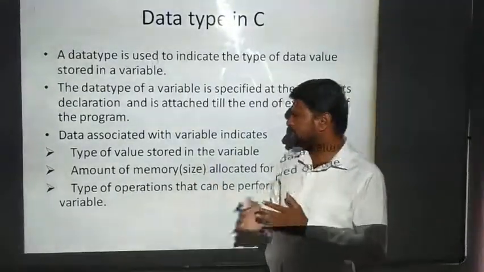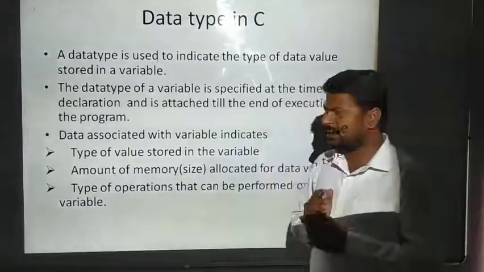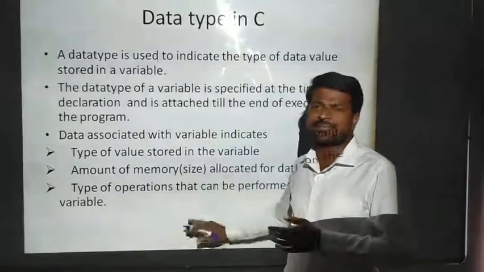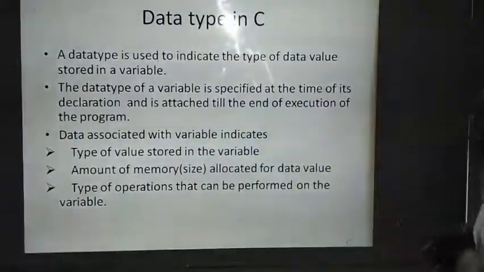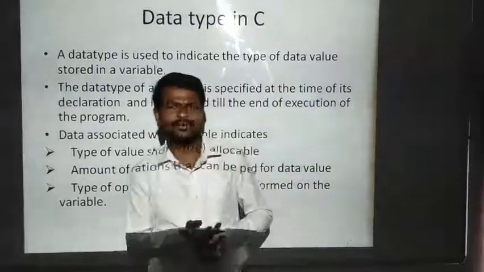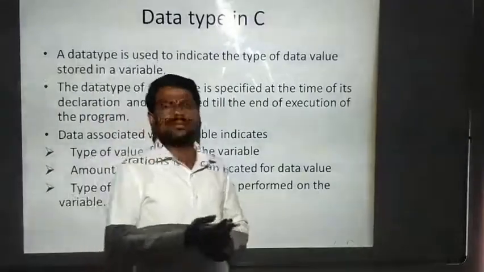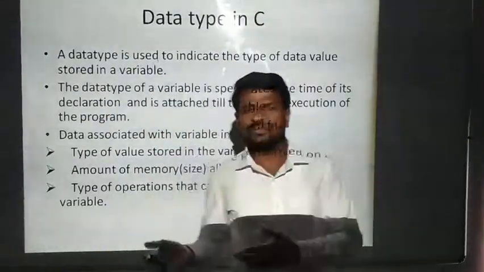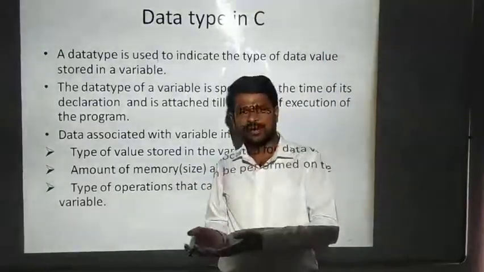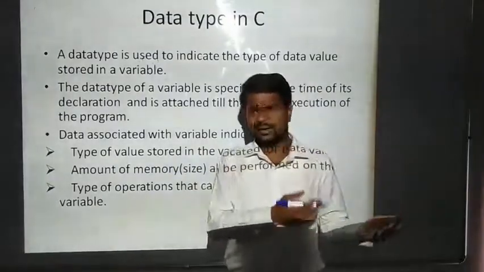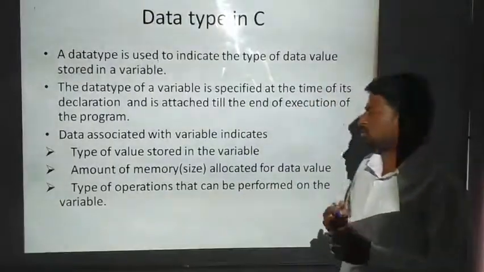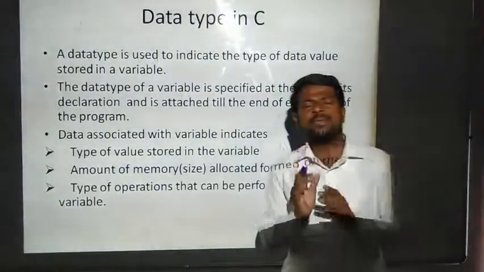Data associated with the data type indicates these things. What are the types of values stored in the variable? Which type of data is stored in the variable? It may be numbers, characters, or a string. String means a group of characters. It may be a decimal value or a real value. All the types of data to which it belongs, and the amount of memory size.